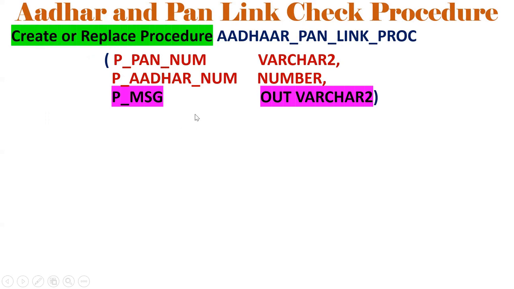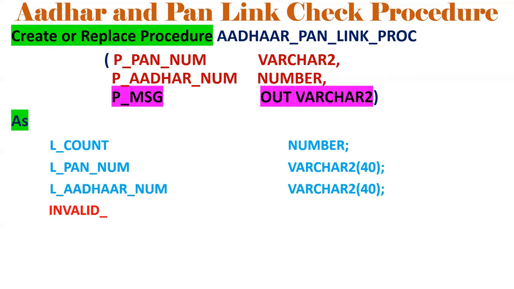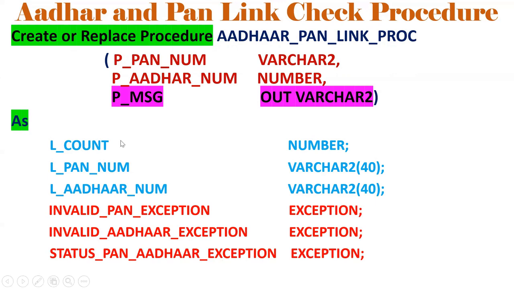So our parameters are nothing but, as a database developer, we are doing some validation and giving this result to the front end, and they will display it to the user. So two input parameters and one output parameter. These are the local variables: L count, L PAN number, L Aadhaar number. And these are the exceptions: invalid PAN exception, invalid Aadhaar exception, and status PAN Aadhaar exception. Remember, P underscore is nothing but parameters, L underscore is nothing but local variables, and these three are declaring the exceptions. So this is clear.